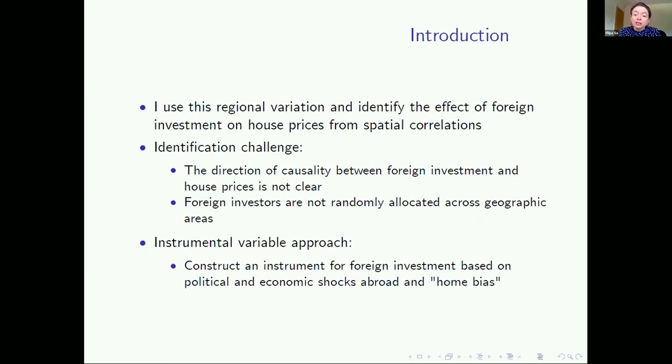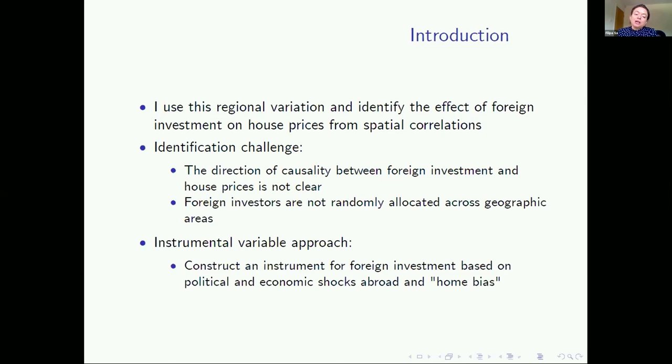from spatial correlations. Now, the identification challenge here is if I just run a regression of house prices, I get panel data, different local authorities, different years on house prices, and I get my panel data also on foreign transactions, and I run a regression of house prices on foreign transactions. The issue here is that you have endogeneity, right? So the direction of causality is unclear.